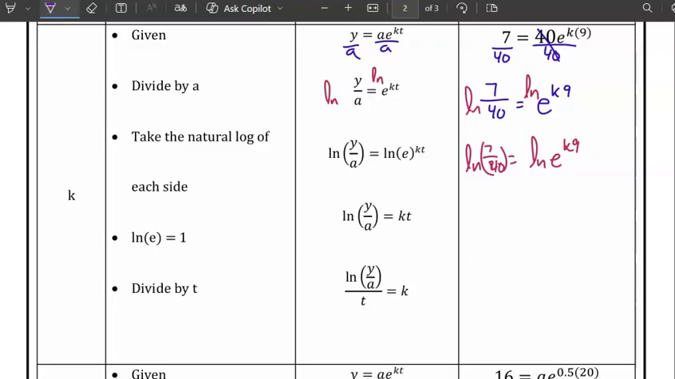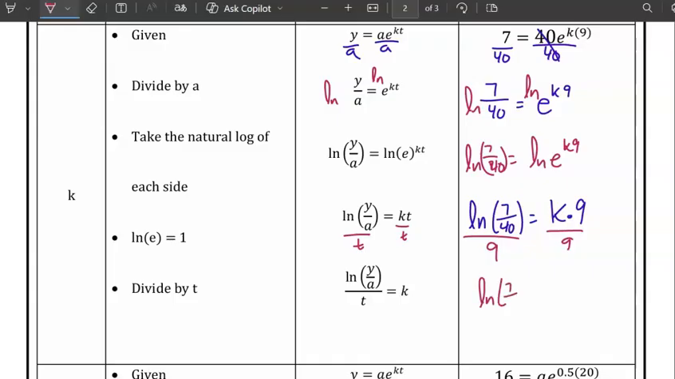We have our property ln e equals 1, so we can rewrite this as ln of 7 over 40 equals k times 9. And then lastly, we're going to divide each side by t. In this case, it's 9. And we could write our final answer as ln of 7 over 40 divided by 9 equals k.